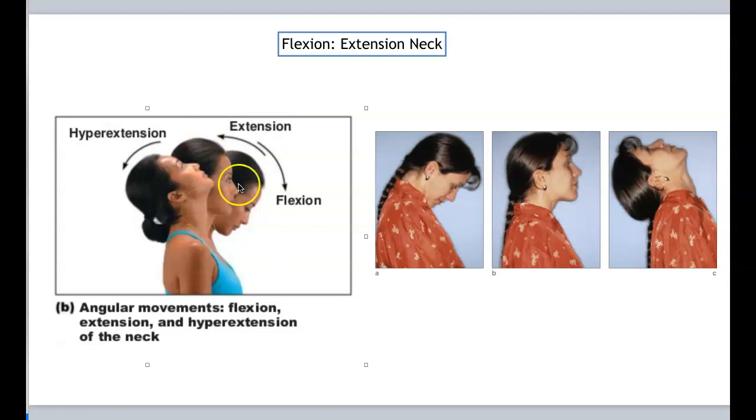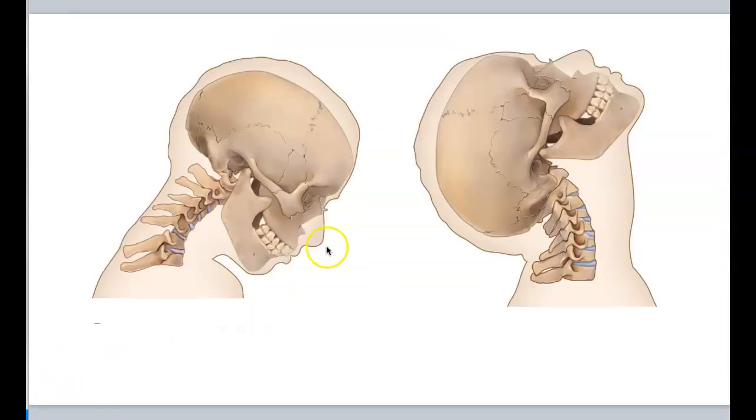For us, I'm never going to ask you about hyperextension. Just know this is flexion, extension. So pretty easy on the neck. Here it's showing you what's happening. So this is flexion and this is extension, or you could call it hyperextension. But for me, you can just call it extension.